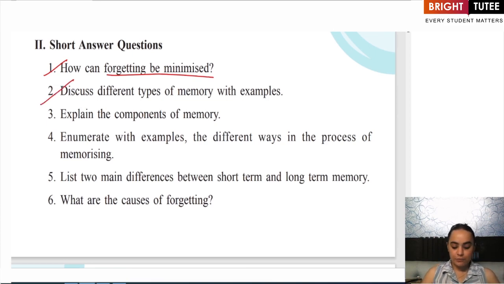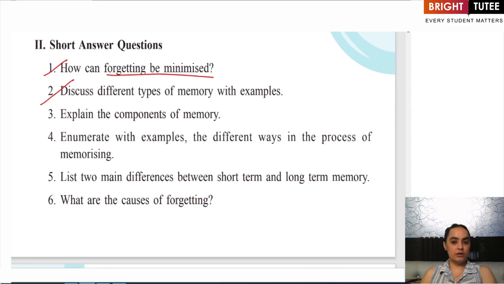Discuss about the different types of memory with examples. We have sensory memory, short-term memory, long-term memory. We've discussed about them with examples. Sensory memory is something that came in front of you for a couple of seconds and then it just went away. For example, a movie ticket. You just saw the seat number, and once you were seated, you forgot about it.